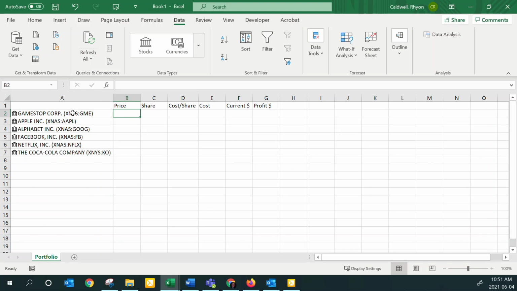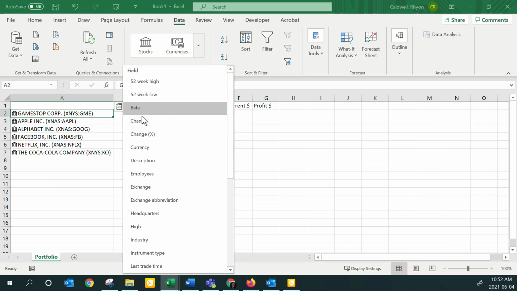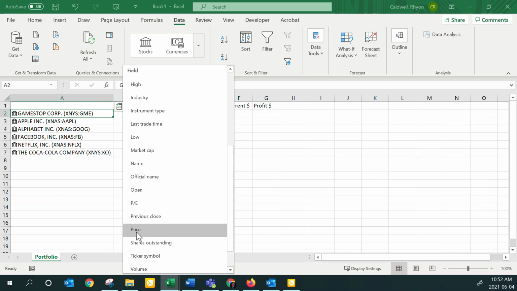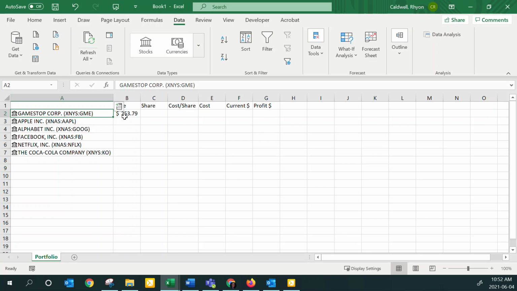Now, the other way to do it is by selecting on the stock itself, and this little pop-up gives me all of these inserted data points that I can collect. These are all the different stock data I can draw on, and the one I want is price. So I want to know what the price is, and sure enough, the current price is 253.979.